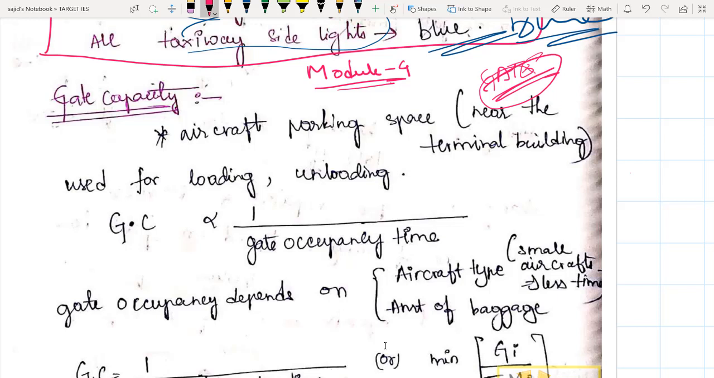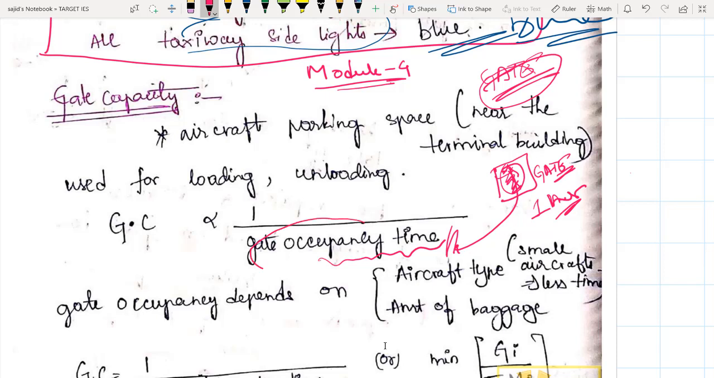First of all, gate capacity depends on gate occupancy time. For example, say you have a gate here and an aircraft. If this aircraft is loading very quickly and going away, then obviously this gate can accommodate many aircraft in a given hour. If occupancy time is less, in 1 hour you can have many aeroplanes using the same gate. So my gate capacity is inversely proportional to my gate occupancy time. Remember, if you take less time then that gate has more capacity, it can accommodate more aircraft in a given hour or in a day. I hope you got it.